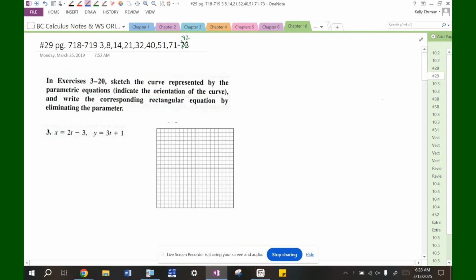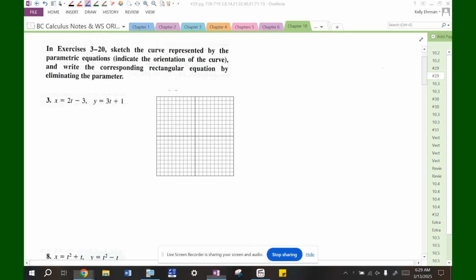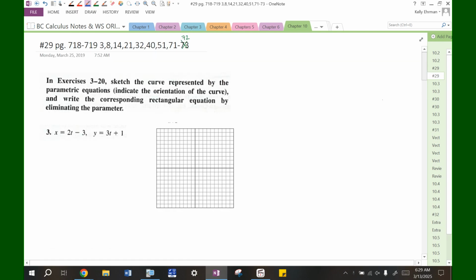All right, this is homework number 29. And we won't be sketching graphs for our AP test, but it's kind of a good thing to start parametrics with just understanding how parametric equations relate to regular rectangular equations. So that's why we're going through this assignment here.